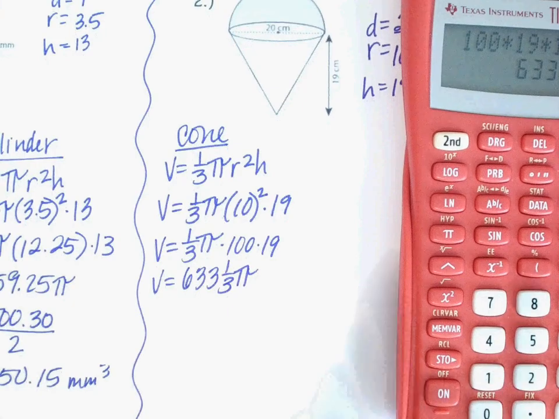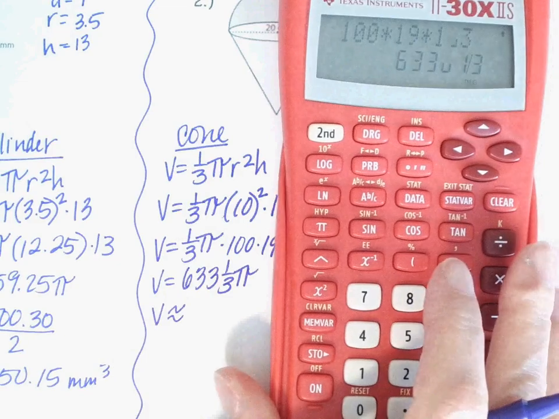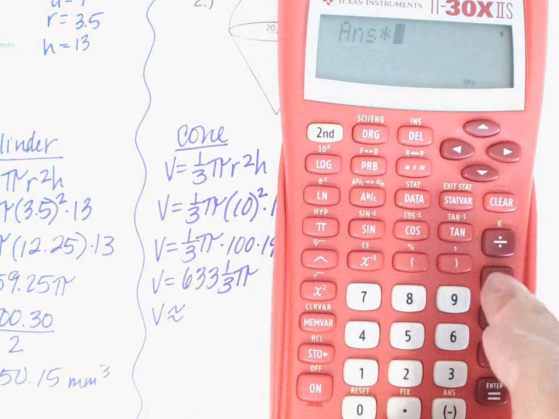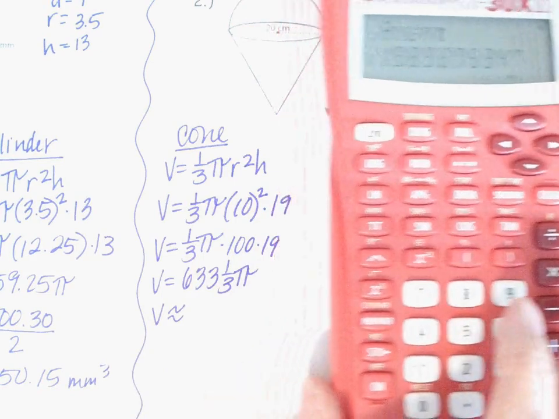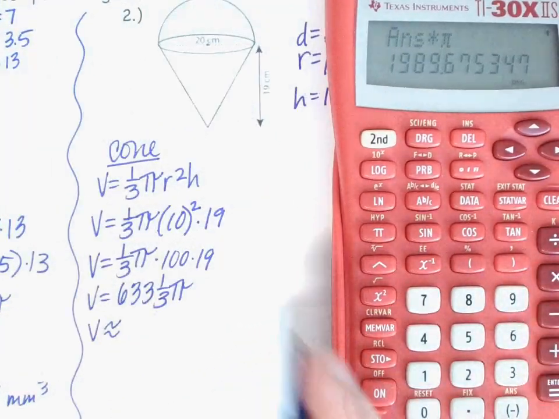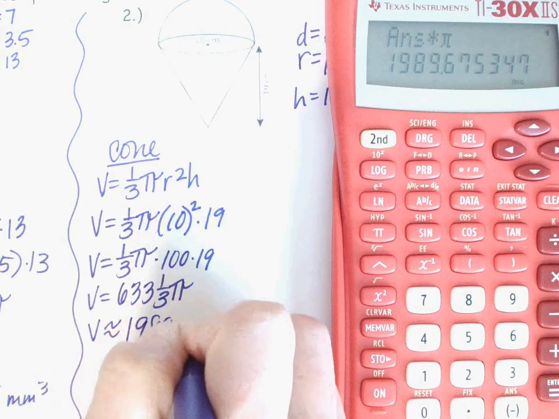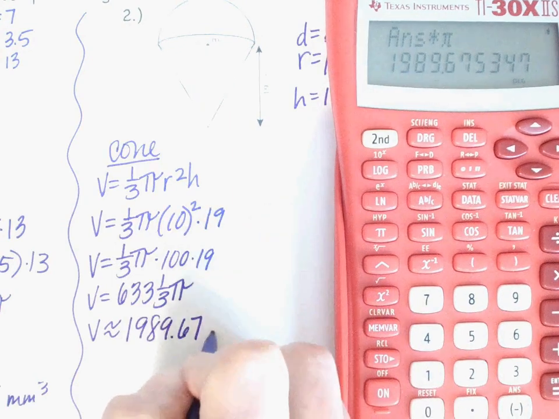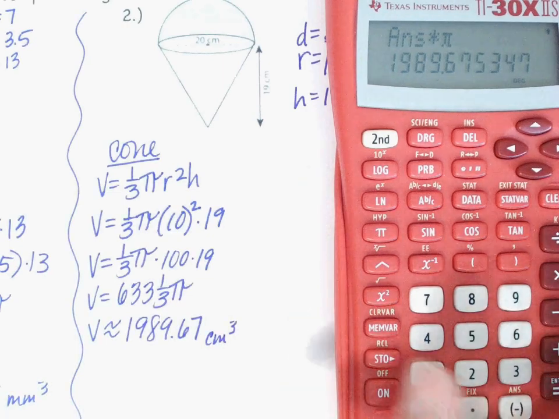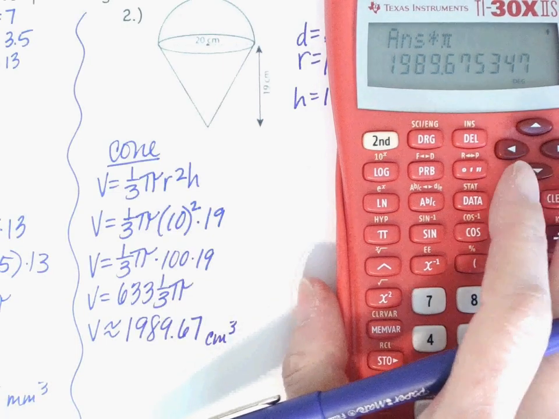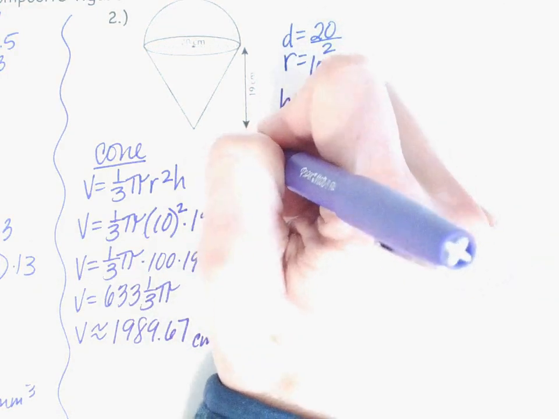From here, I'm going to go ahead and calculate pi, and I'll round my answer to the hundredth. So I'm going to leave what I have here and just do times that pi symbol. I hit enter and recopy what I have here. So looks like it's going to be 1,989 and 67 hundredths centimeters cubed, okay, as the rounded answer of that cone. The next thing I'm going to do, because again it's a composite figure, we're going to add them together. I'm going to find the volume of the hemisphere.